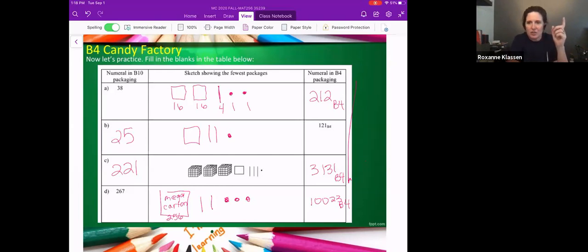The 1 is the new mega carton and the 0 is there's no cartons anymore, right? There's no cartons anymore and no flats. We had to go straight down to longs.